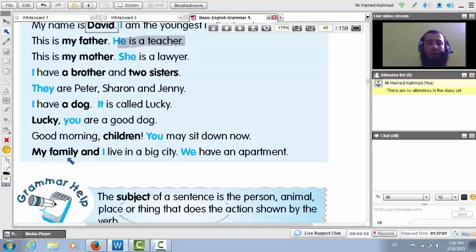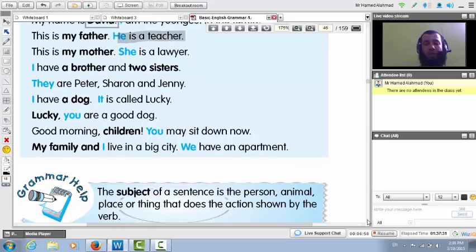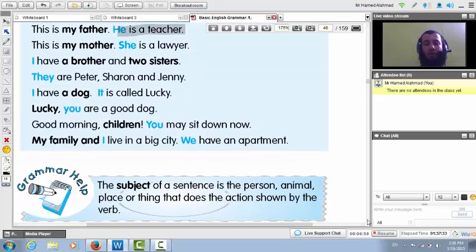My family and I live in a big city. We have an apartment. Instead of saying my family and I live in a big city, my family and I have an apartment, my family and I, it would be crazy. So we say my family and I one time, live in a big city, then here we replace it with the pronoun we. Then here, guys, a very important note, they call it grammar help.